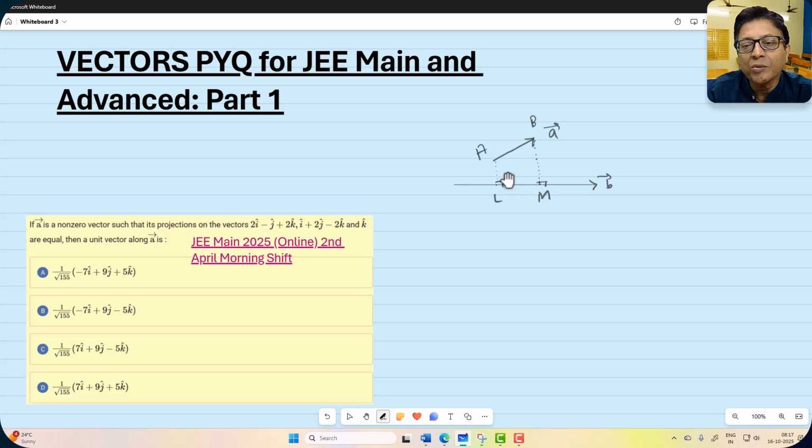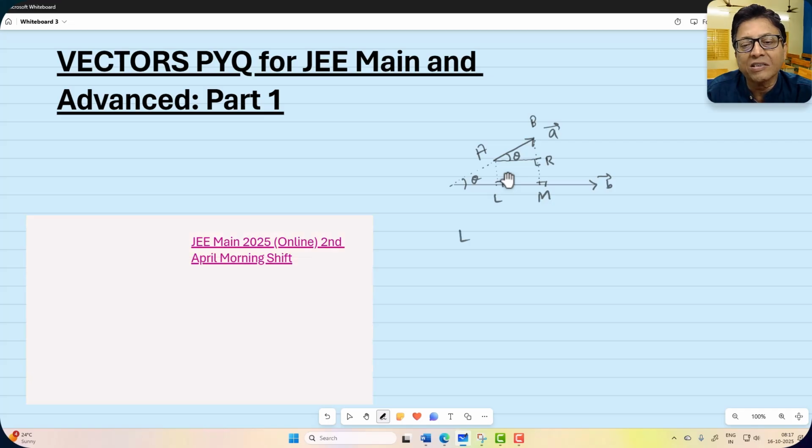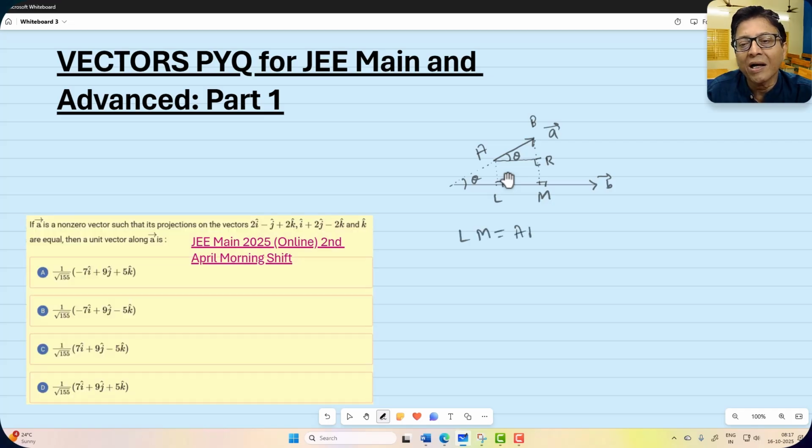This LM is going to be equal to AB into cos theta. Why? If you produce it in the backward direction, and the angle between the vectors A and B is theta, then if you draw the perpendicular AR, LM equals AR. The length of projection LM equals AR, which is nothing but AB cos theta, and for the vector it is mod A cos theta, which is given by A dot B by mod B.